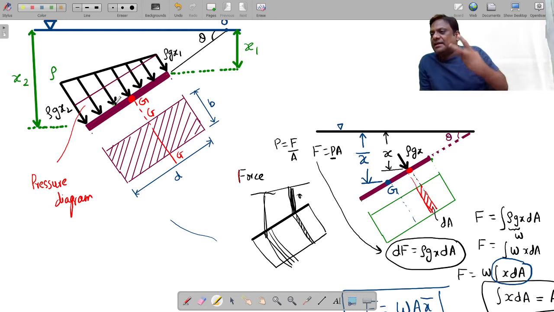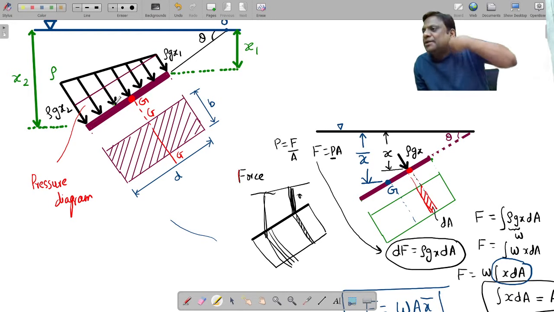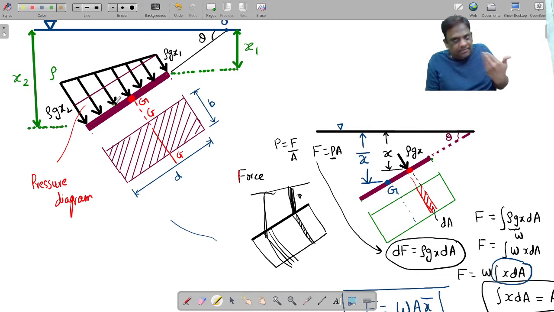Yes, exactly, Amit. It will be constant. The force is coming due to pressure. Where is the pressure more? Depth. At the bottom it is more.